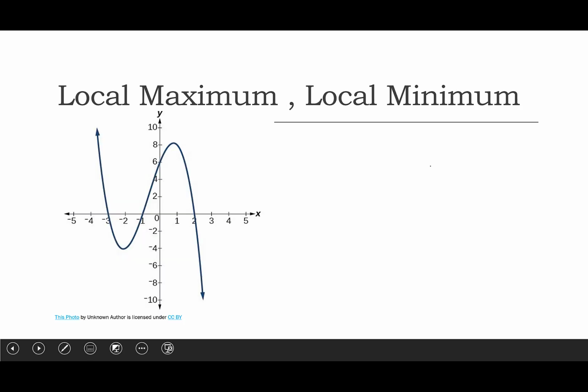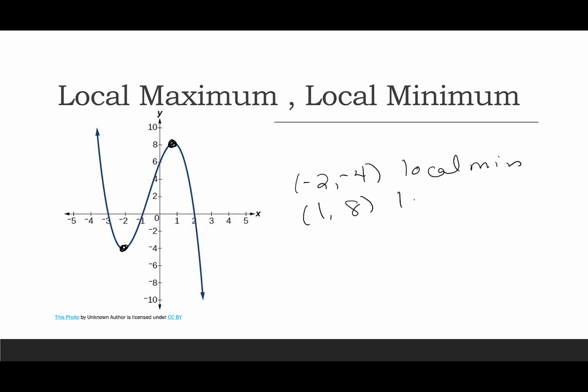We can have both a min and a max on the same graph. So here at (negative 2, negative 4), I have a local min. And then over at (1, positive 8), I have a local max. I want you to notice these places are where it changed. Decrease, increase, it created a min. Increase, decrease, it created a max.